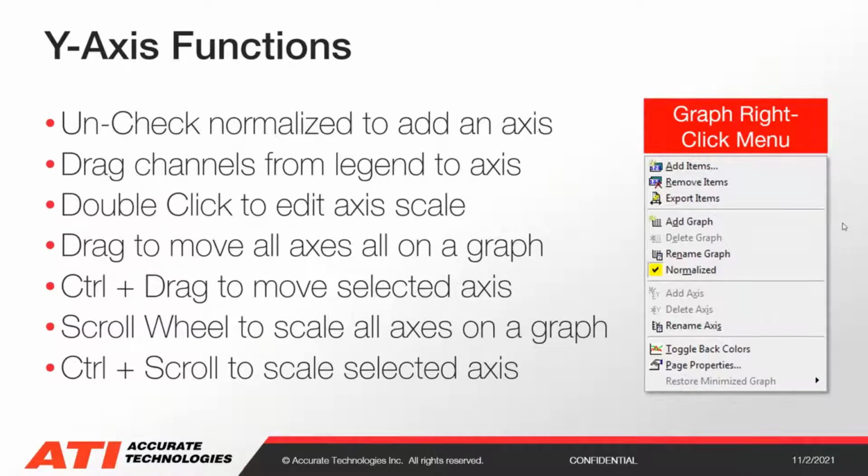You can control, click and drag to move that selected axis. Scroll wheel, the control key on your keyboard acts as a modifier. So if you just have one item selected and you have a mouse with a scroll wheel, hold down control and you can either click and drag that particular channel and then use your scroll wheel to zoom in and out on the y-axis for that channel.